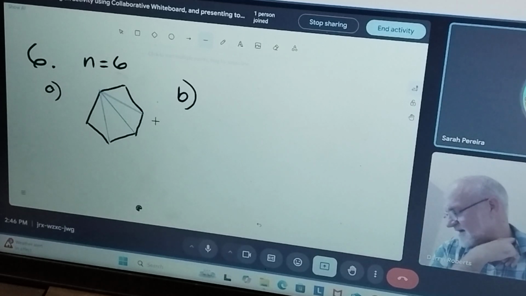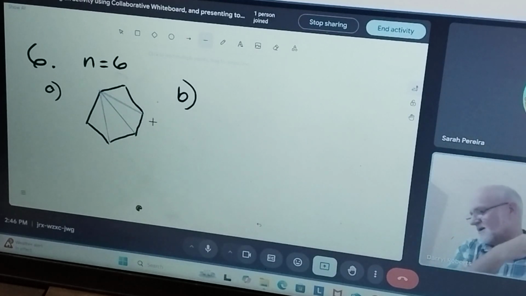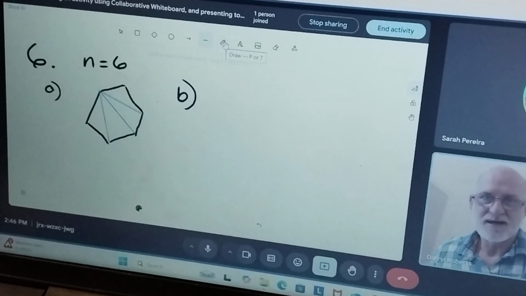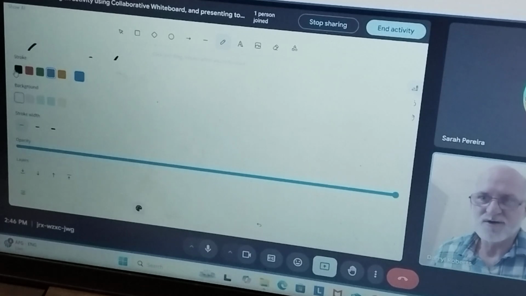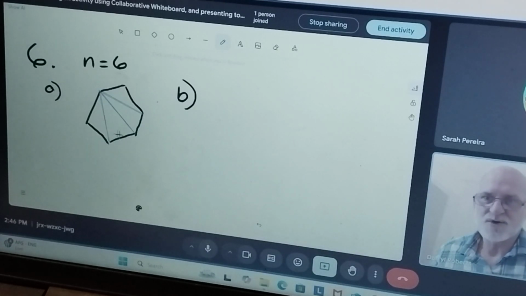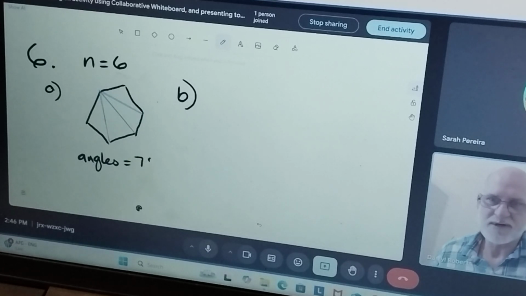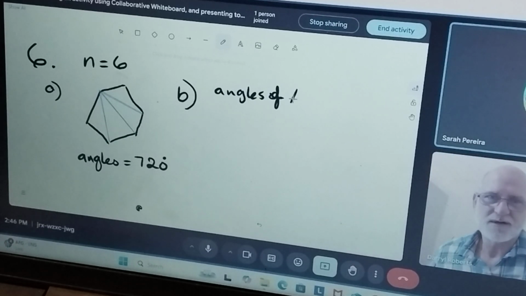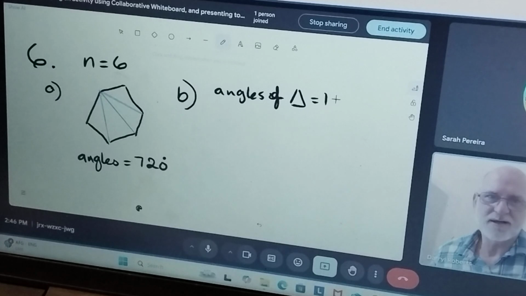And they say by joining the vertices, split into triangles, and then they say using that now. So that was B. Now using B, they're saying use what you've just done to show that the sum of the angles equals 720. That's what they want us to do. So how many triangles have we got? 4. Right. What do the angles of a triangle add up to? 180. Good.